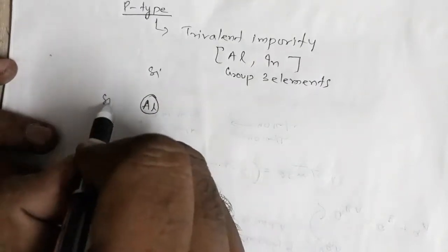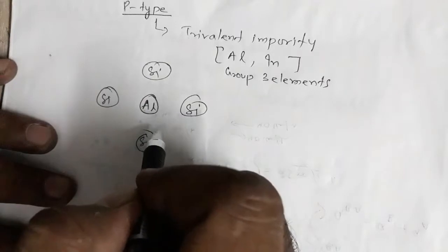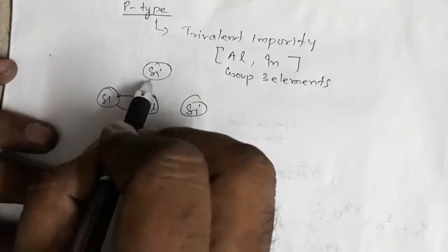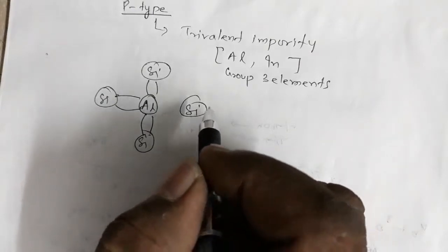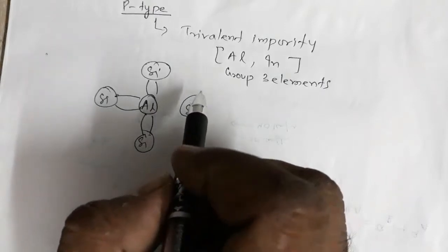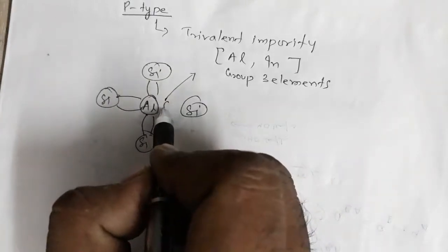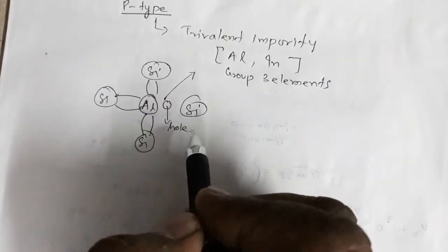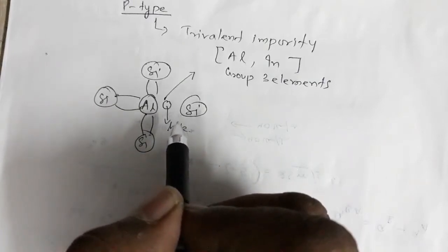So here we have silicon, silicon, silicon, silicon, 4 silicon atoms. Now here aluminum has valency 3, so it will form 3 covalent bonds with 3 neighboring silicon atoms. So no electron is available for this silicon to form a covalent bond. So that space is left with a missing electron, leaving a hole. So this is the hole. That means for each aluminum atom added, there is a formation of a hole.